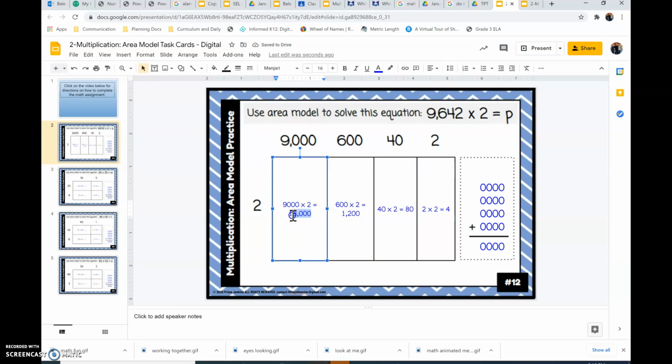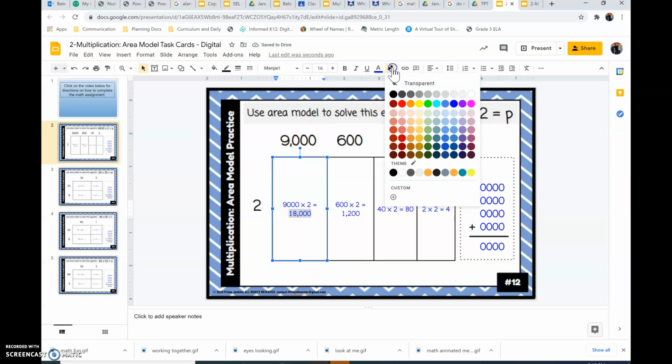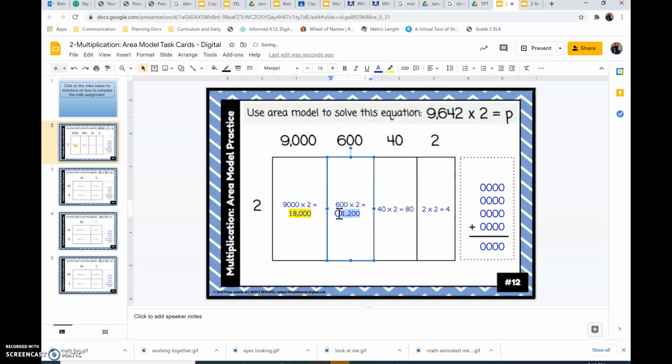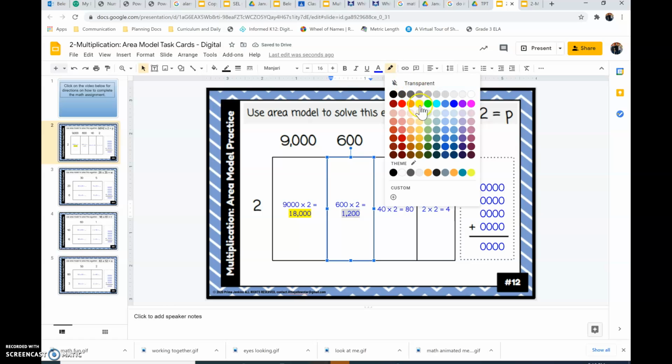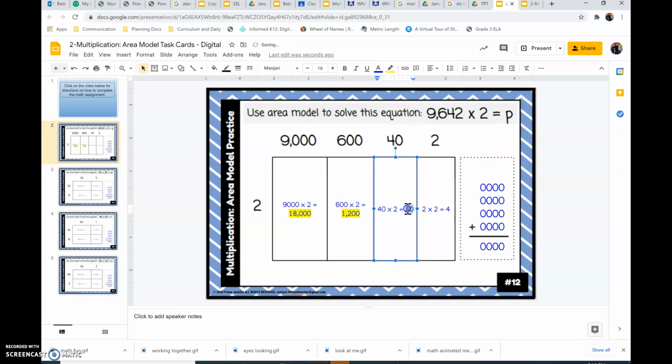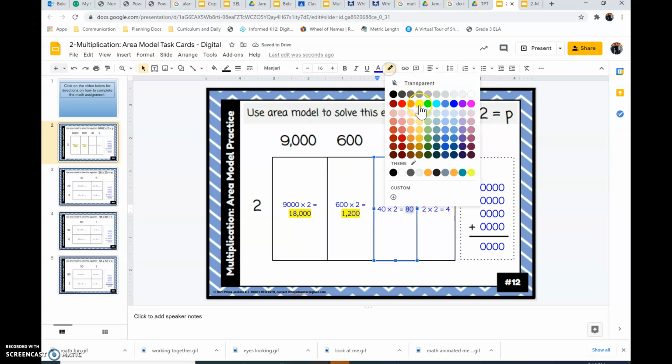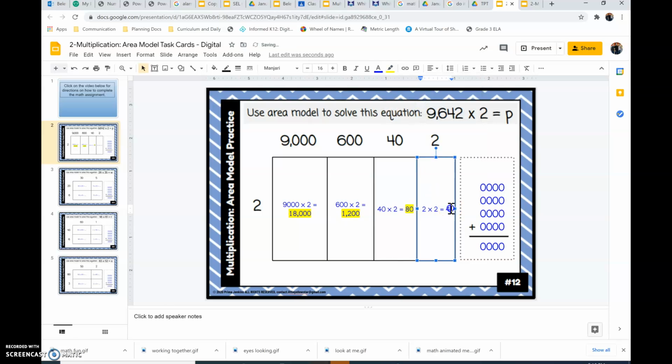Now, I'm going to highlight these just so you see them better. You don't have to do that. But you're going to take all of the products that you have. Remember, a product is the answer to a multiplication problem. And you're going to put them where these zeros are. Okay? So 18,000, I'm just going to highlight over it and type in 18000.